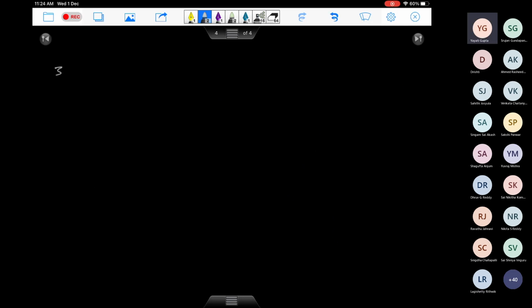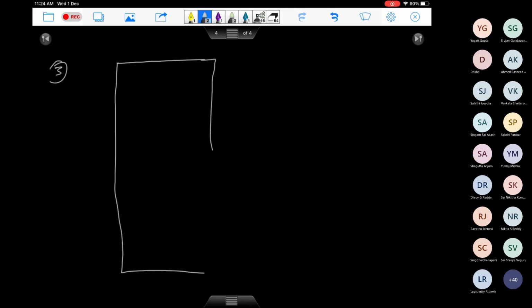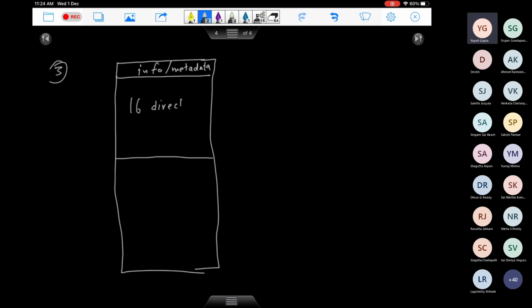Okay, coming to the third question. So now you have an inode structure, and as we discussed, how does the struct inode look like? You have a certain part which is reserved for the information or the metadata, and then the remaining part of this inode tells you where your file blocks are. So you have some direct pointers, some indirect pointers. It says that you have 16 direct pointers, right? What do your direct pointers do? They tell you where your blocks are located. So the first pointer will tell you the address of the first block.